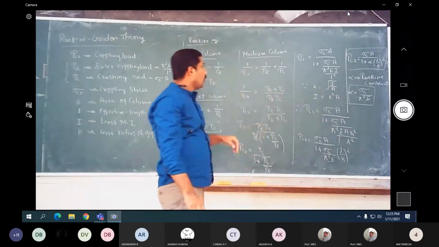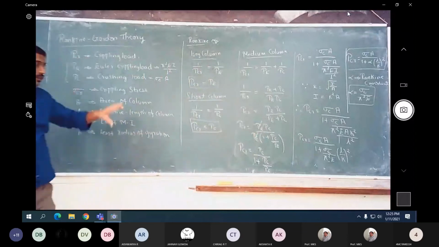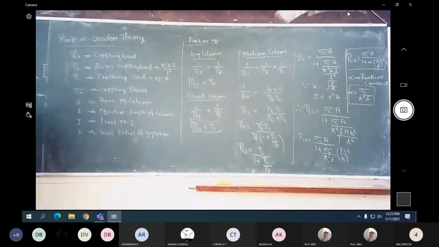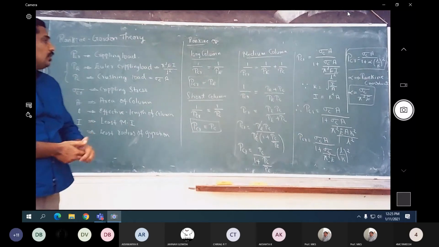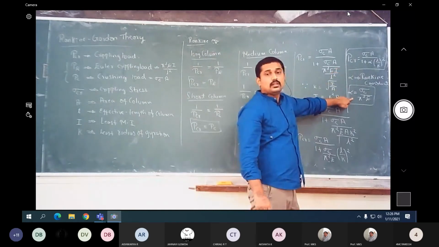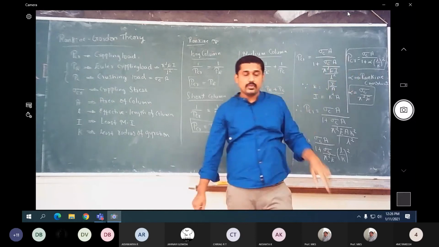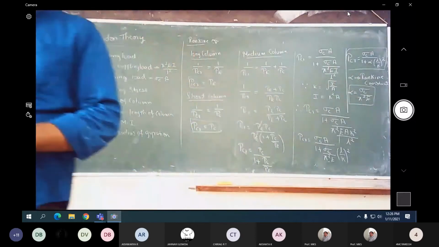Okay. And the other four equations whose derivation we did in the last classes for all the four conditions of the column, if you can remember those 4 equations plus these 2 equations, you can solve the problem. So we'll solve the problem on this. Note down this equation, one equation here, another one here, the Rankine constant. So 4 plus 2, 6 equations are to be remembered to solve the problems on columns.